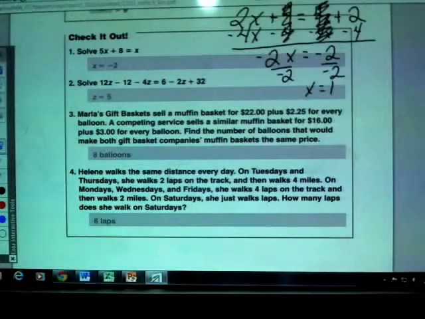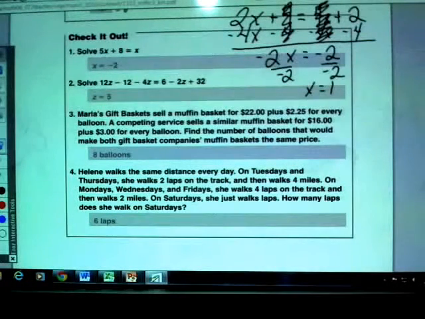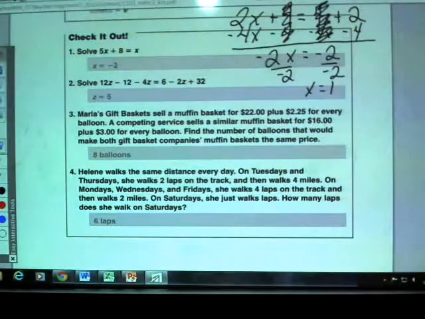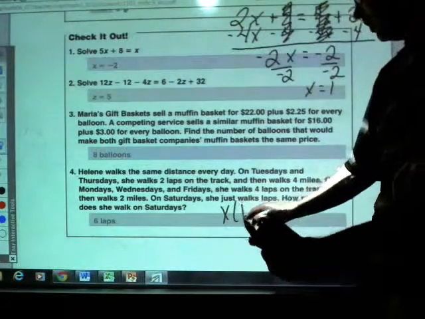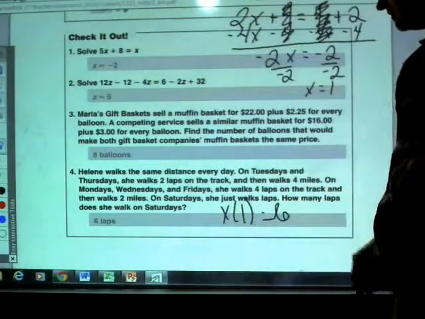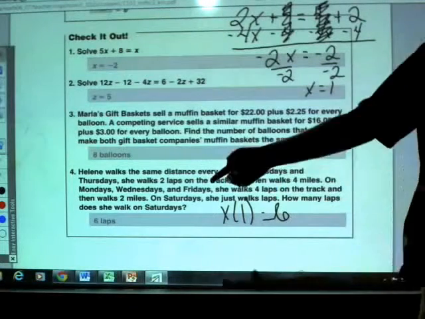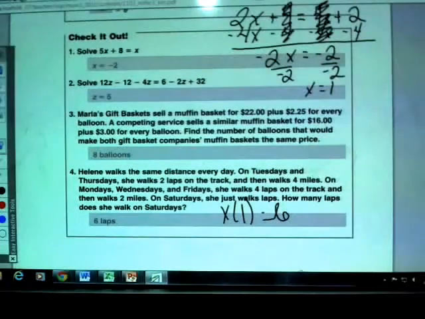How many laps then does she walk on Saturday? Well, remember, a lap is a mile. So if she's walking just laps and she's doing 6 miles, that means she has to be covering 6 laps. What number times 1 equals her total distance? 6. 6 times 1 is 6. So she's covering 6 laps on Saturday.